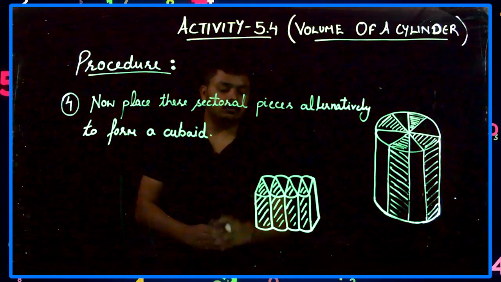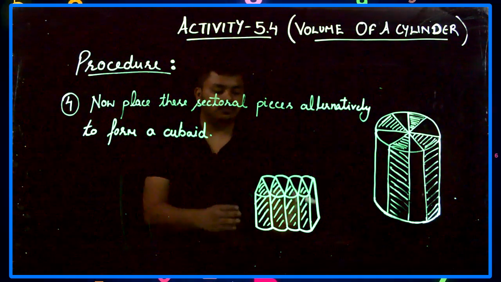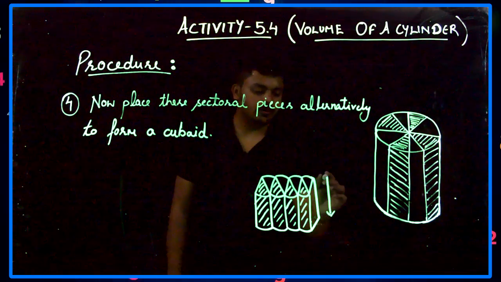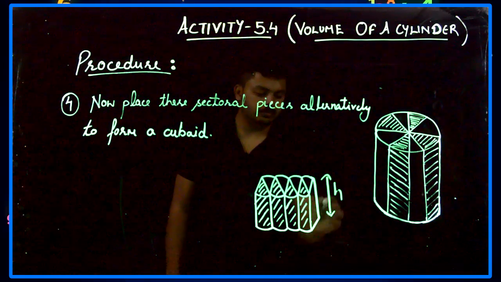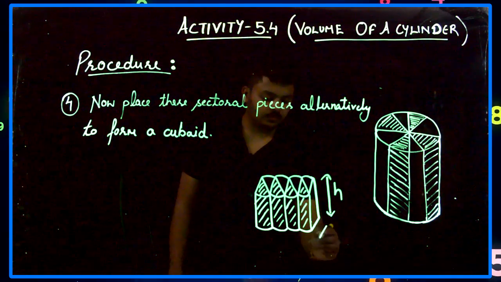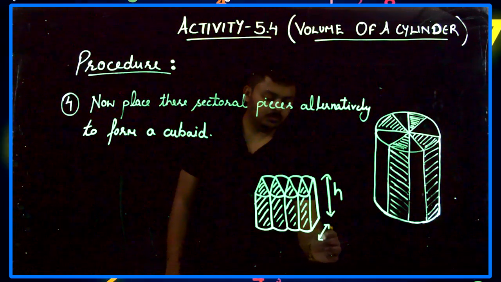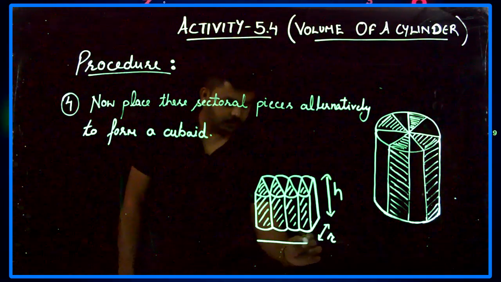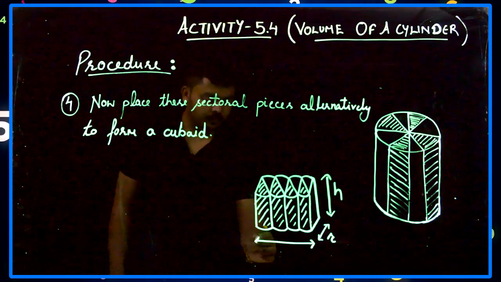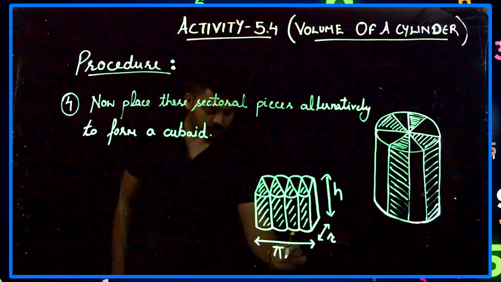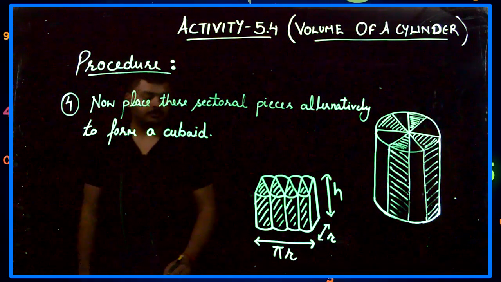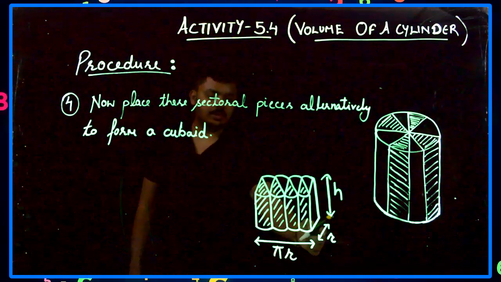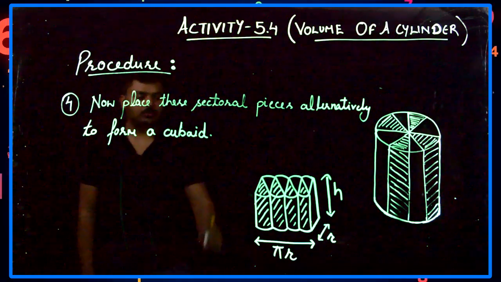that is red and yellow sectors alternatively to form a cuboid, where this height of the cuboid is h, this is radius r, and pi r. So the length is pi r, breadth is r, and height is h of the given cuboid.